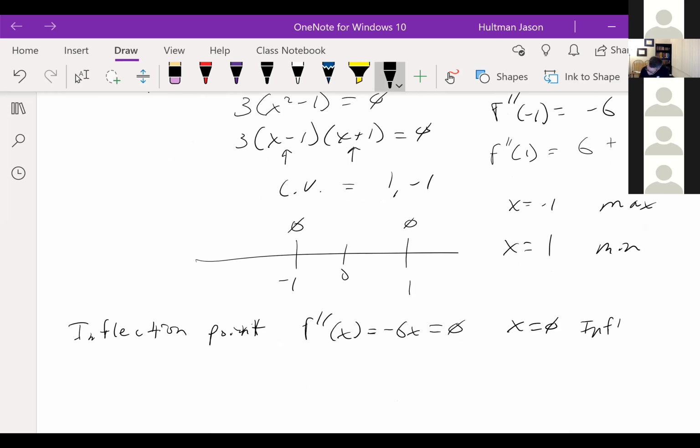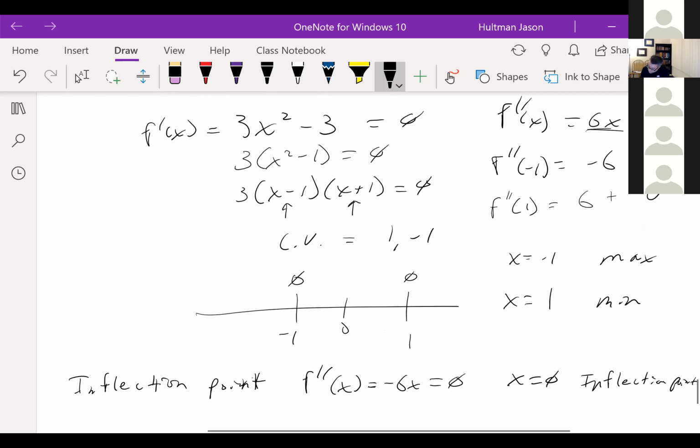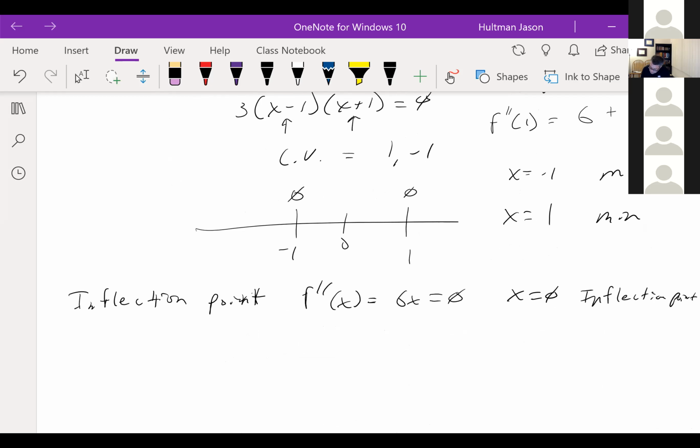So this is my inflection point. I think it's supposed to be positive 6x for the f double prime. Oh, thank you. Same result, but thank you. Yes, okay, I was just looking on the wrong line. So that's where my inflection point is going to occur.